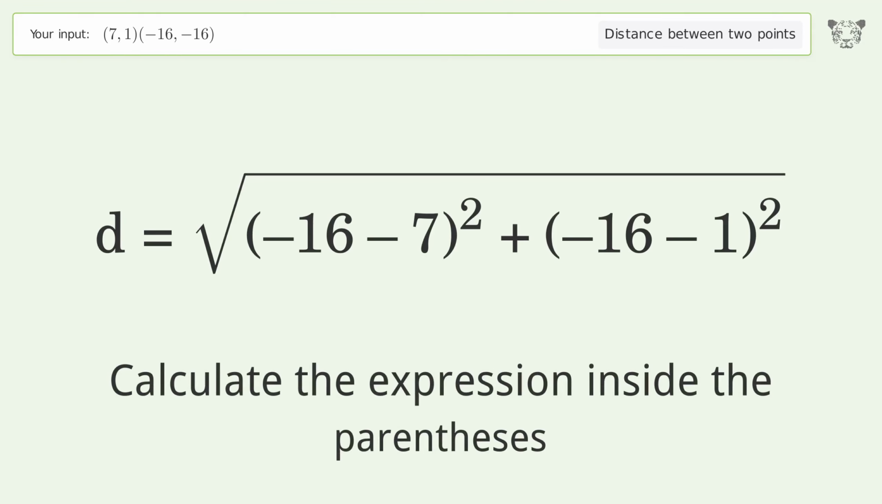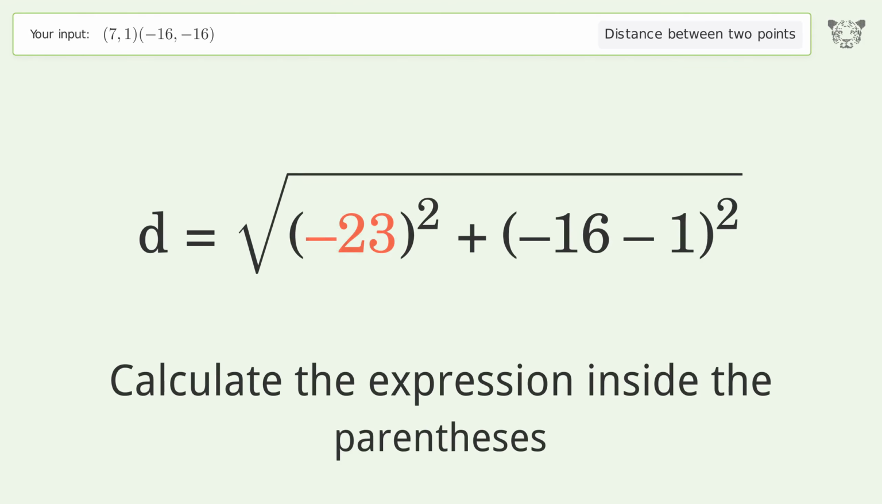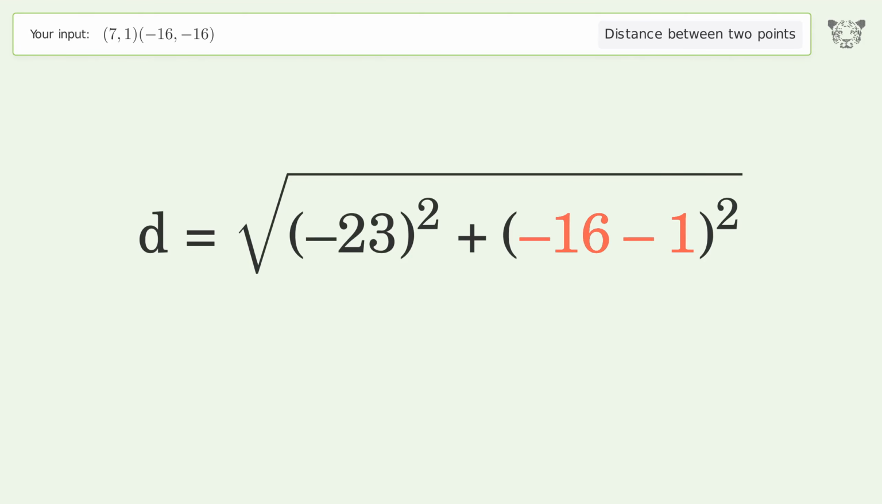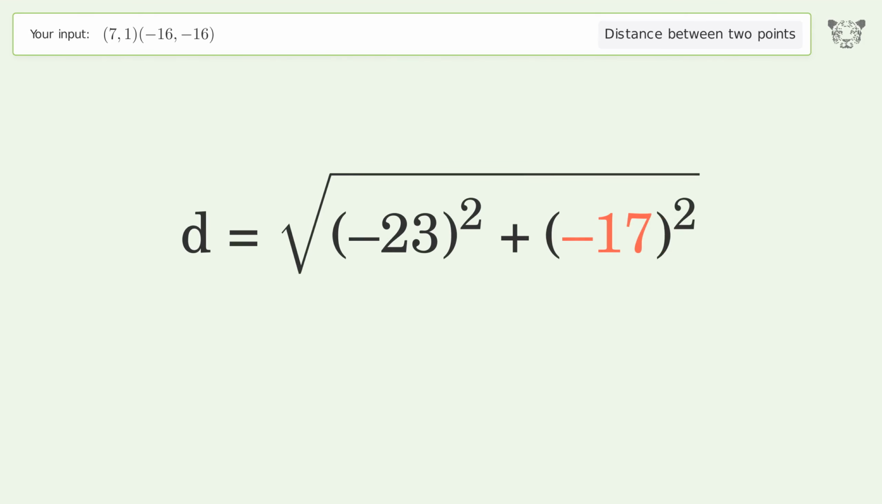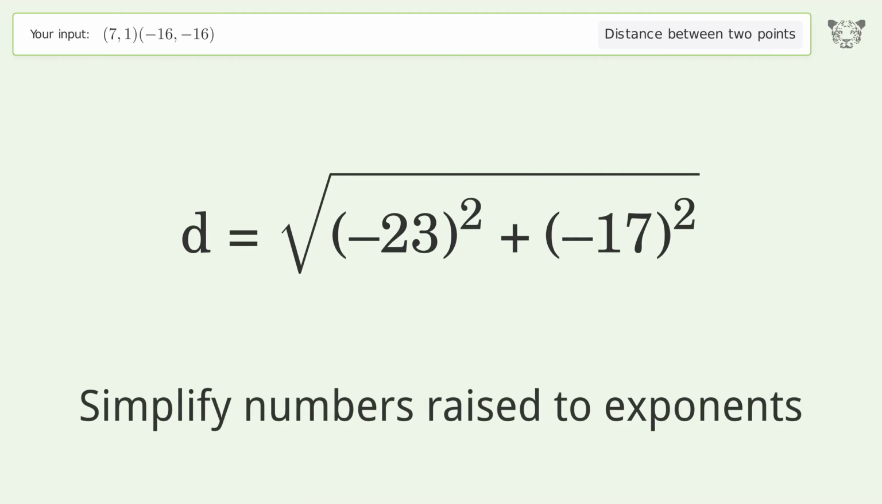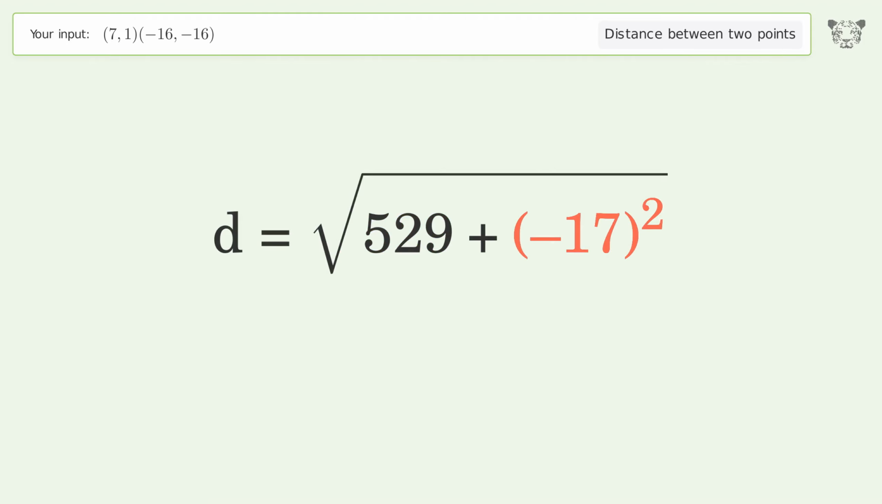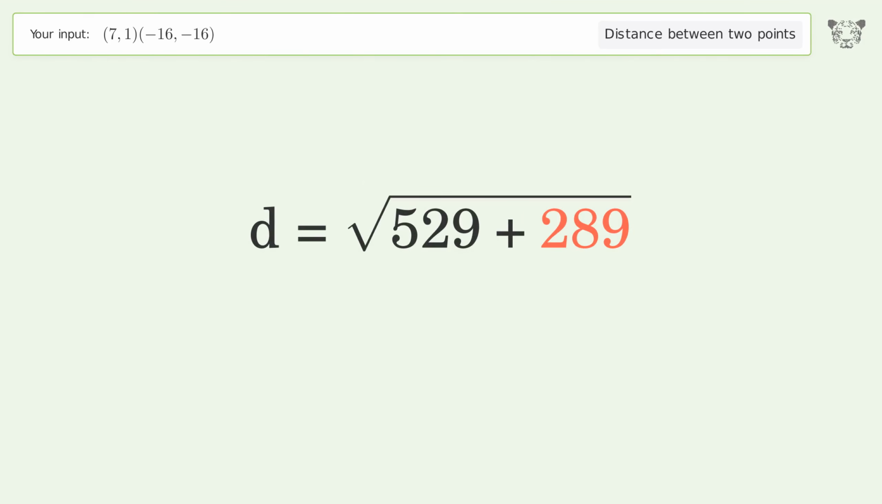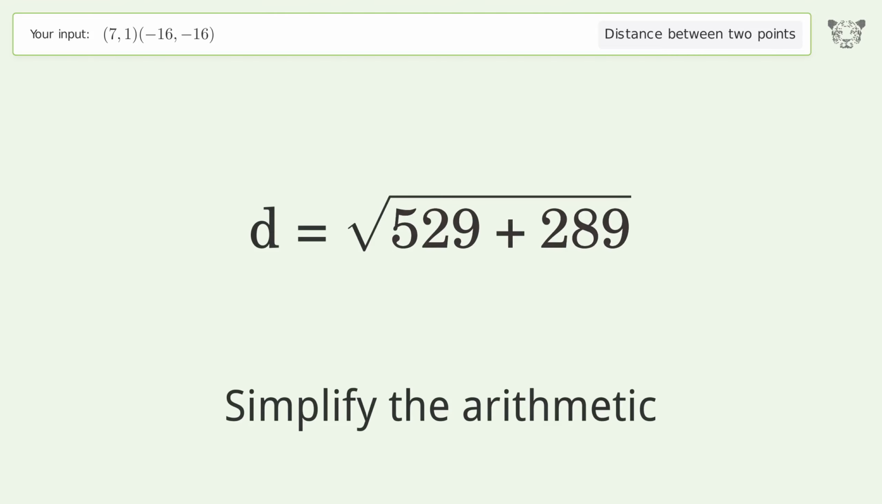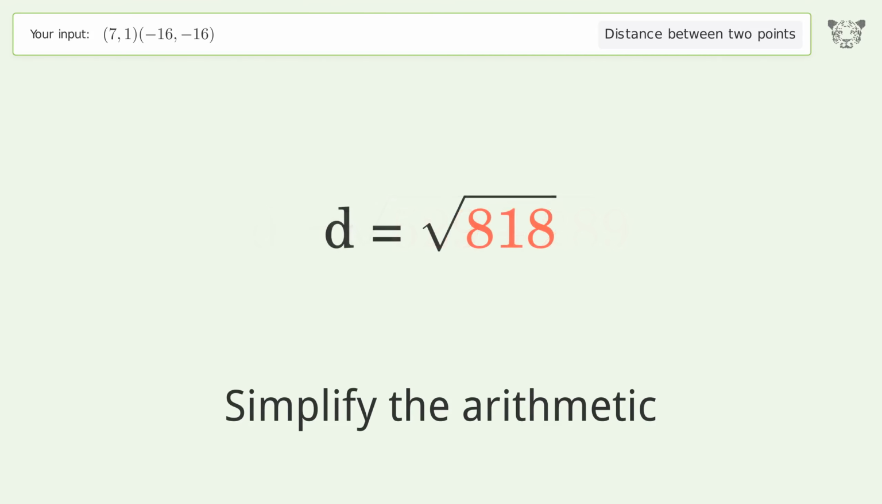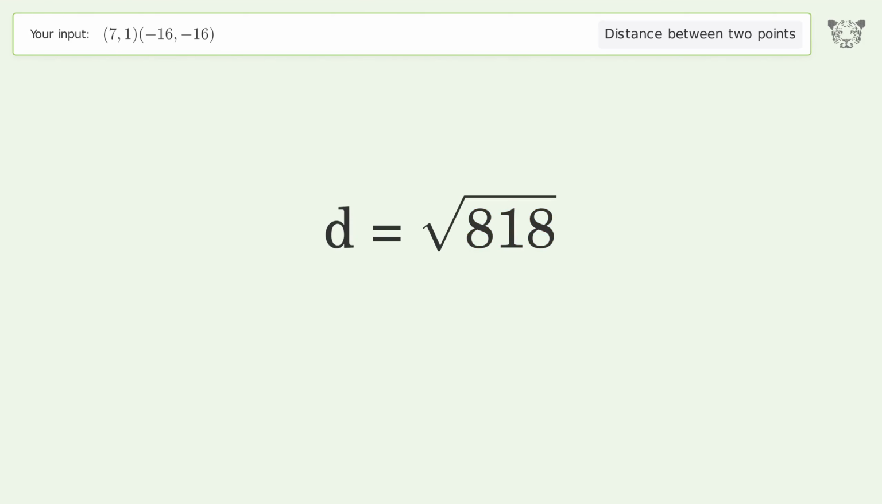Calculate the expression inside the parentheses. Simplify numbers raised to exponents. Simplify the arithmetic. And so the distance between the 2 points is the square root of 818, or 28.601.